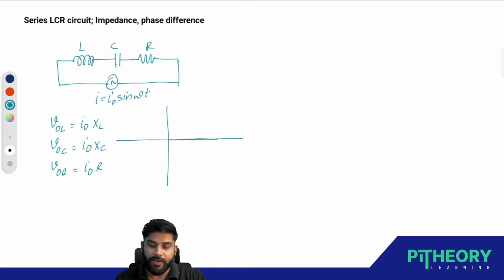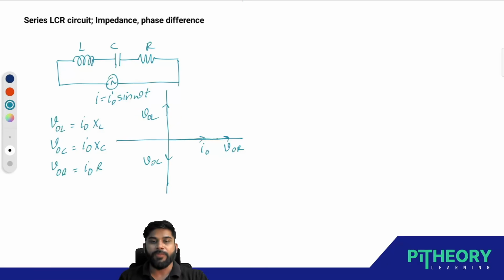The peak value of current, let's mark it as I naught. Now the peak value of the voltage across the resistor, we know it is in phase with that, so V naught R you can write like this. Now what about the peak value of the voltage phasor across the inductor? If you are marking, this is V naught L, and this is V naught C.